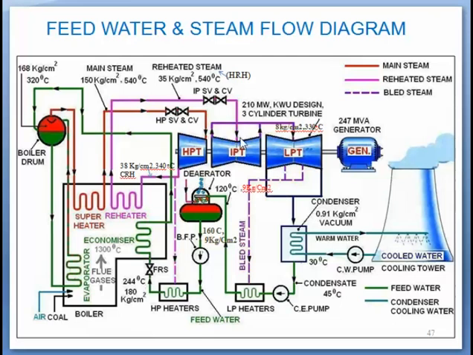After expansion of steam in the IP turbine, that expanded steam is directly fed to the LP turbine at a pressure of roughly 8 kg per centimeter square and a temperature of 330 degrees centigrade. And this steam, after expansion in the LP turbine, exhausts to the condenser, and in this manner this total process gets completed.